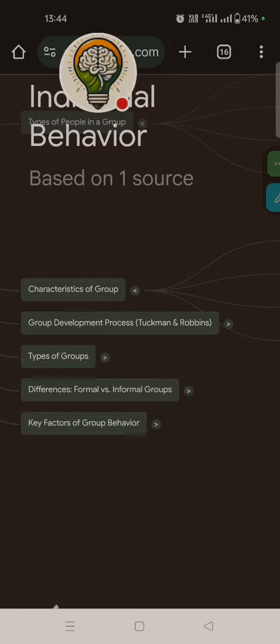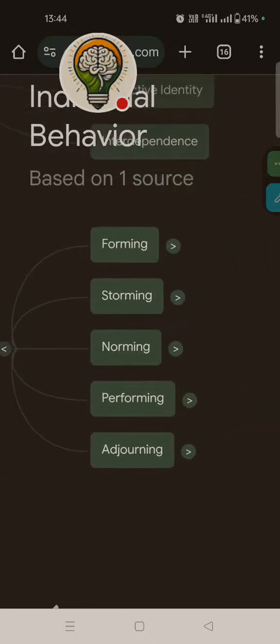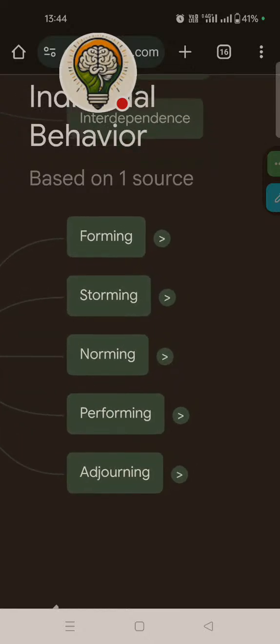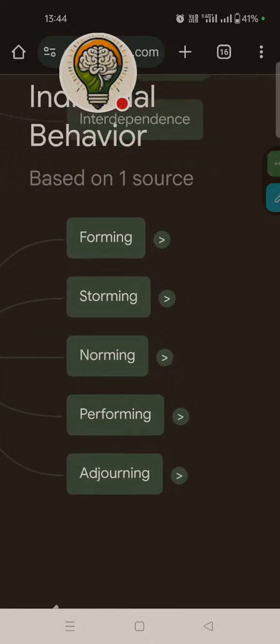Group development process: Tuckman and Jensen give the group development process. They give five stages: forming, storming, norming, performing, and adjourning. FSNPA.